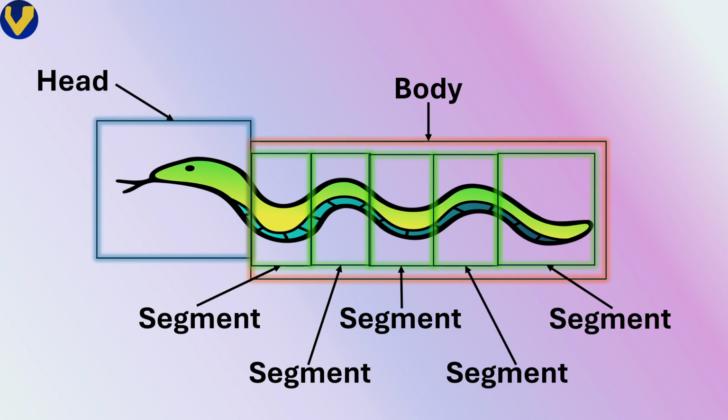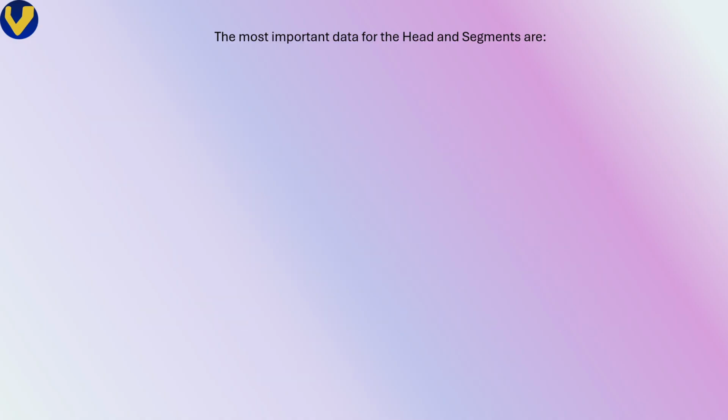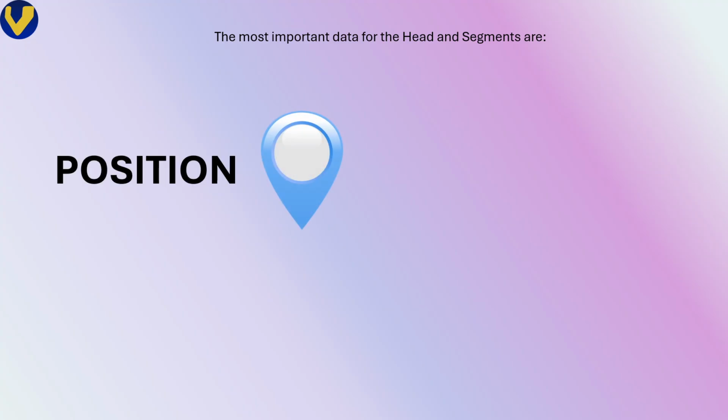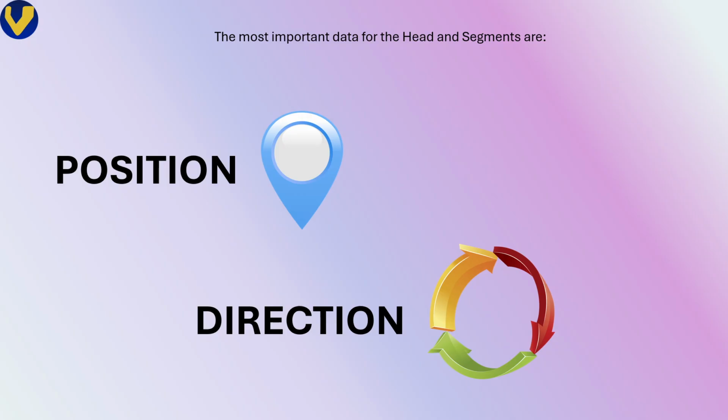So it would be very important for us to be able to know where the head is and where all these different segments are. And because of that, the most important data for the head and the segments are position and direction. Without those two pieces of information, our snake gets completely lost. But with just those two pieces of information, we can have our snake be anywhere at any time.